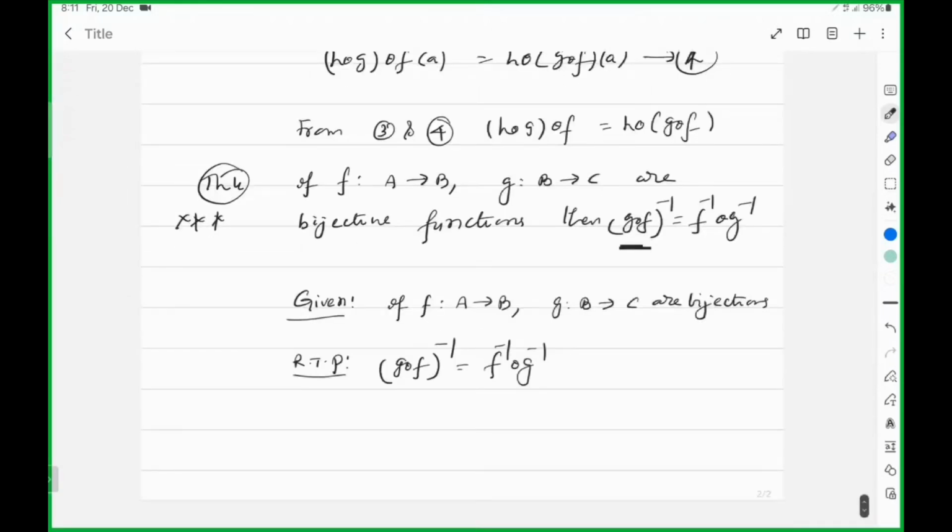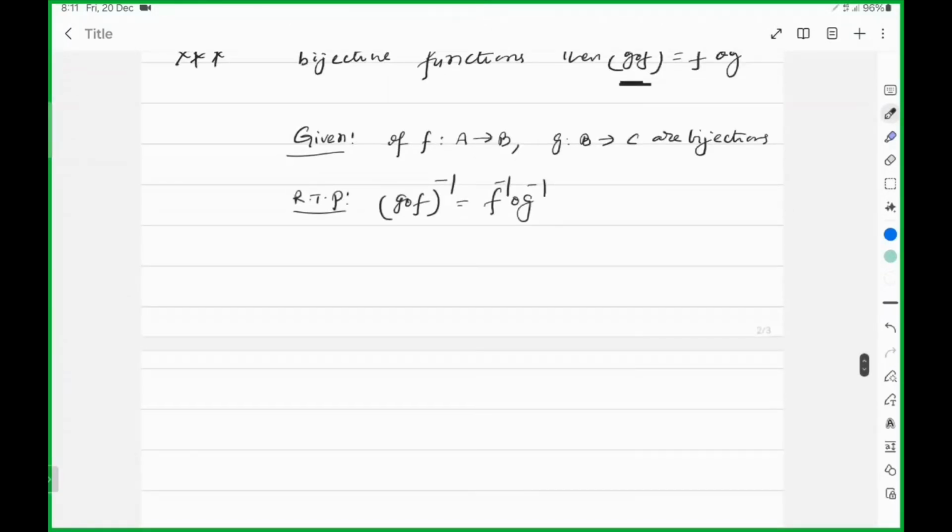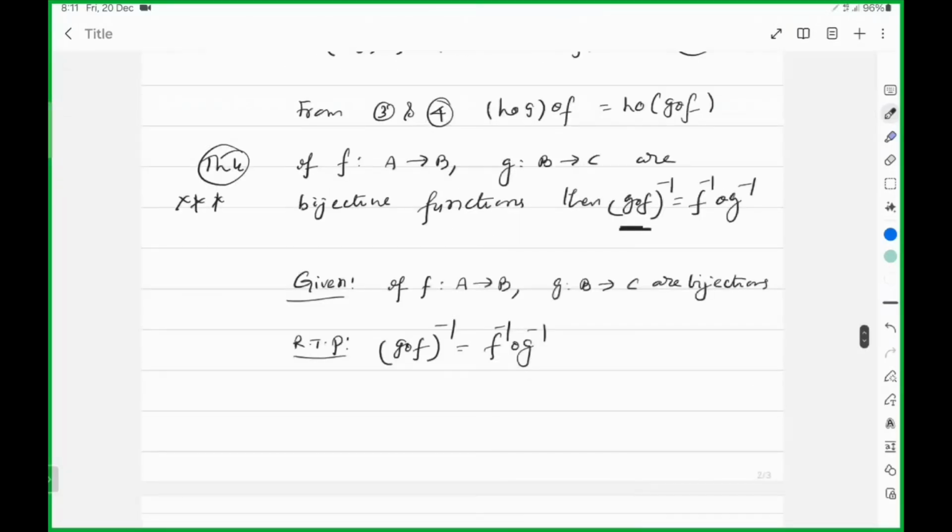So it's not part of the theorem. I will just explain about the inverse of a function separately. So don't write this in the exam, this is about the inverse function.